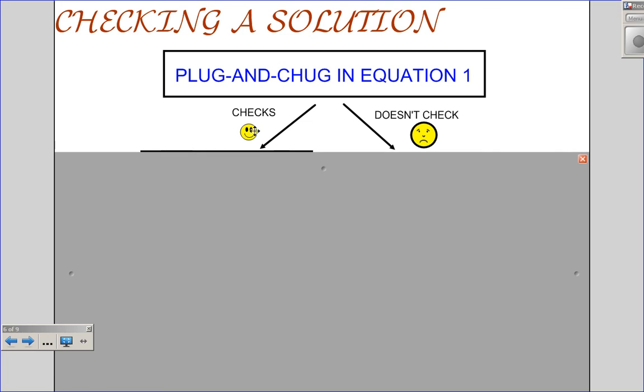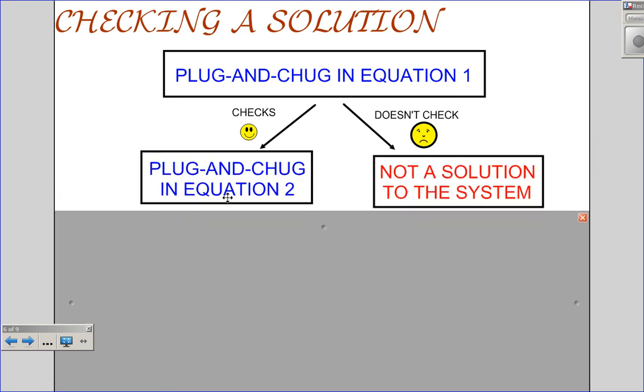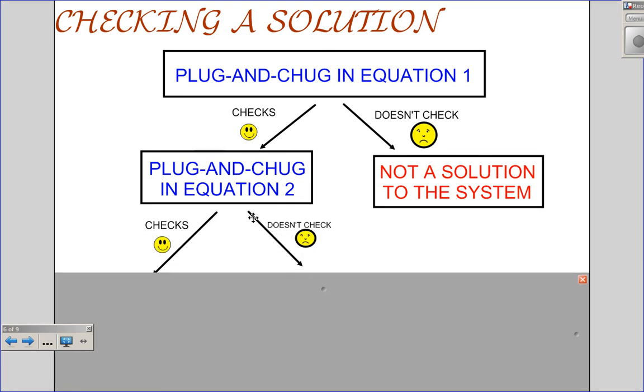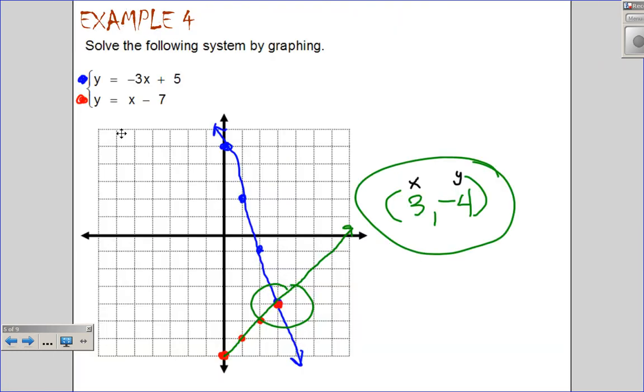Well, two things are going to happen. It's either going to work, I'm going to be happy, it's going to verify, it's going to be that question mark, and I'm going to get a yes, or it's not. If it does, I'm going to plug it into equation 2. If it doesn't work, then it's not the right solution. It's not the solution to the system.